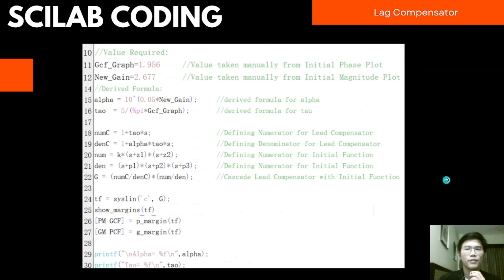Next, we will have a lag compensator, and only 2 values are required to key in. But these 2 values, as mentioned just now, we need to find from the initial Bode plot. And using these 2 initial values, we will have the value of alpha and value of tau. And this value will be cascaded with the initial transfer function, and therefore we will plot the Bode plot for the lag compensator.